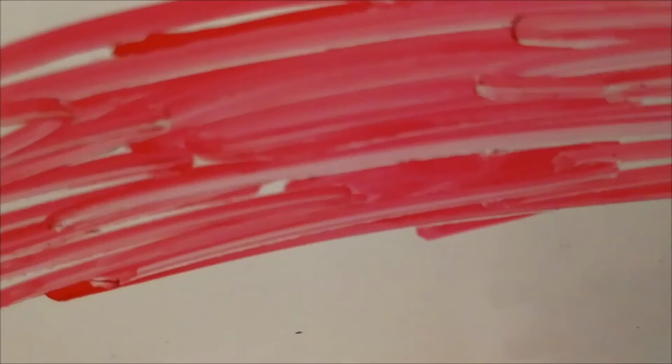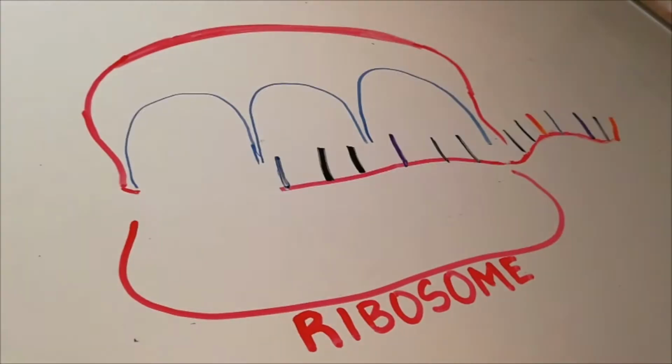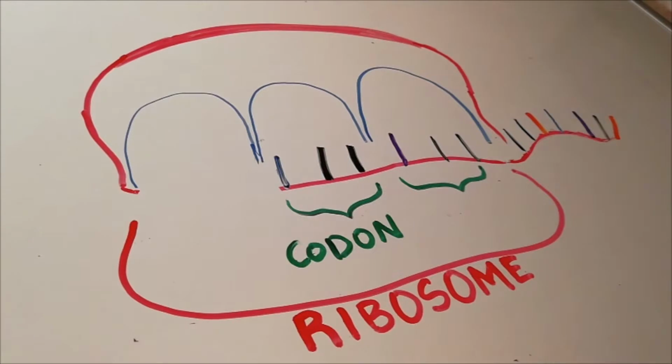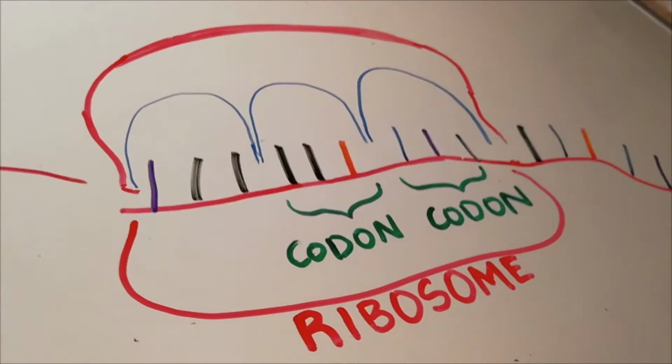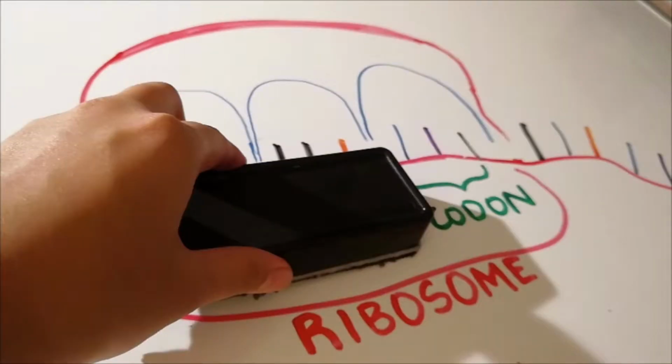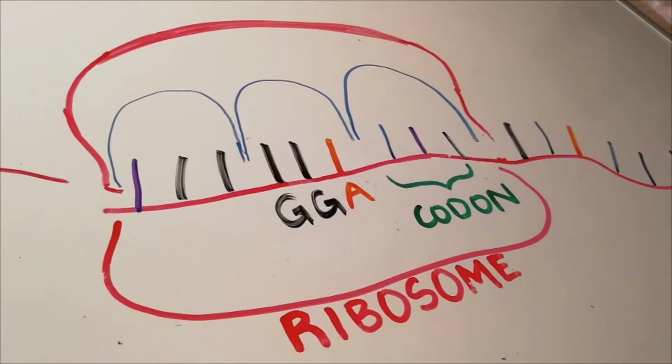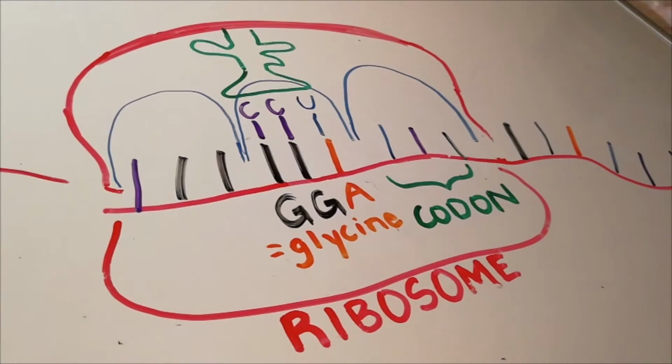Ribosomes are organelles that turn mRNA into protein. mRNA will enter the ribosome through one of its 3 sites and be read 3 nucleotides at a time. This is called a codon. Every amino acid has sets of codons that they code for. For example, if mRNA reads GGA, then a glycine amino acid will be brought to it.